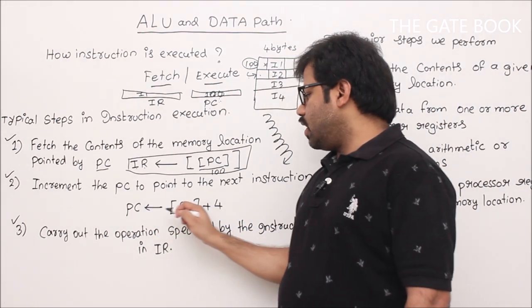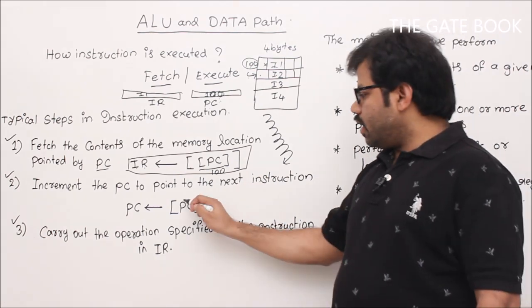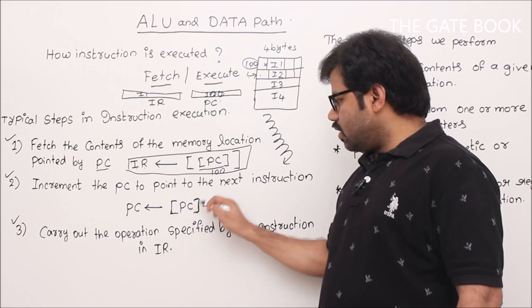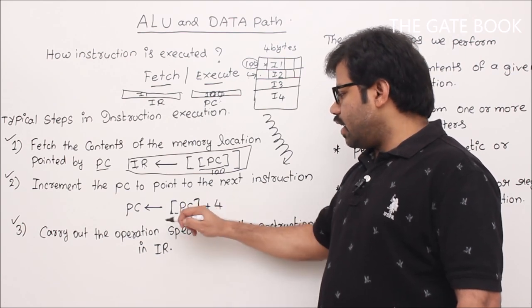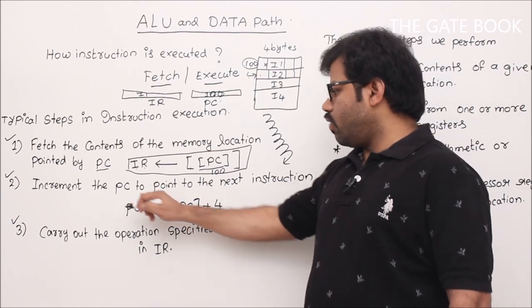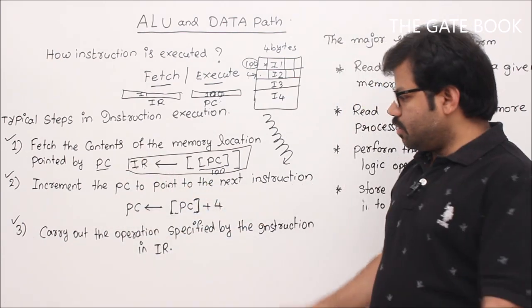That's why PC equals PC plus 4. So here this suffix, if I write it like this in the braces, the meaning is the content of PC. Content of PC is what? 100. 100 plus 4 is 104. 104 will be stored in PC. That is the meaning of this one.